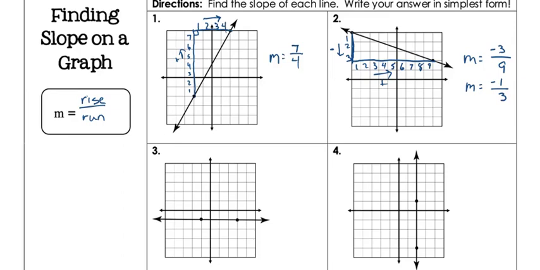Okay, number 3, well, look at that. That's a flat line, right? So my slope, we talked about this a second ago up here earlier. The slope of a flat line is 0, and here's why. If I go ahead and I look at it as rise, it doesn't rise or fall. So I have a 0 rise or fall.